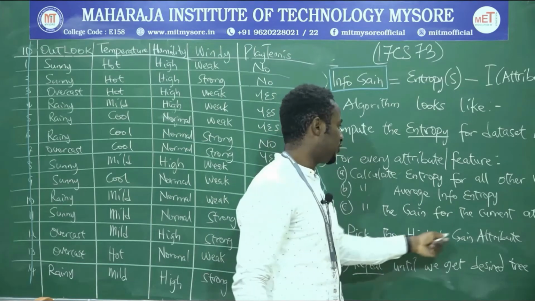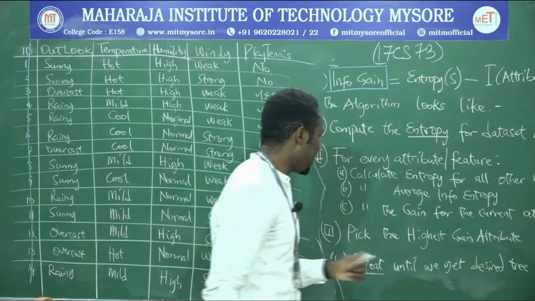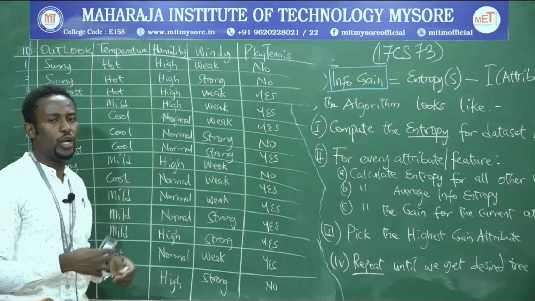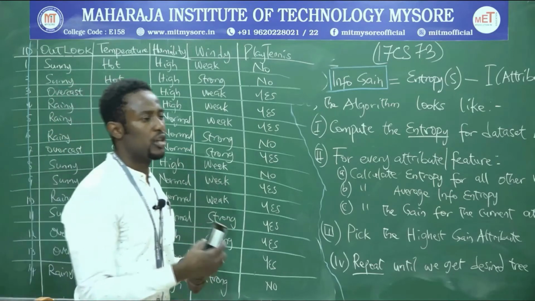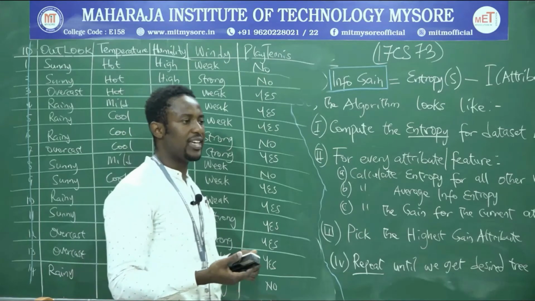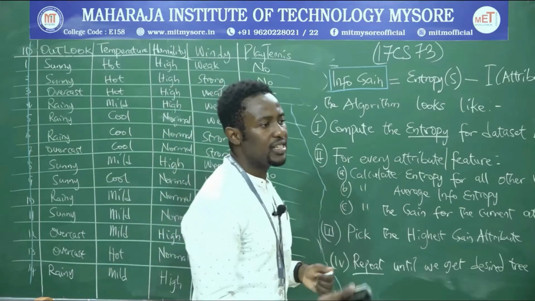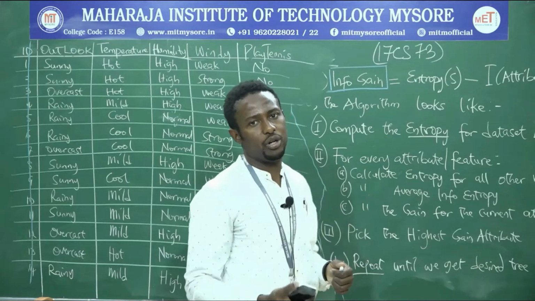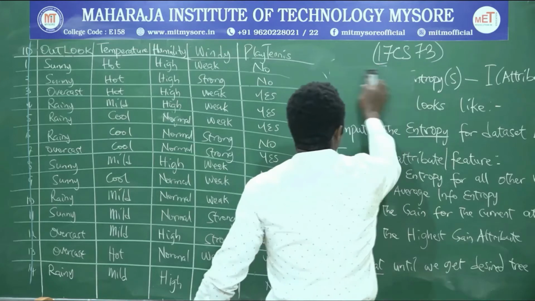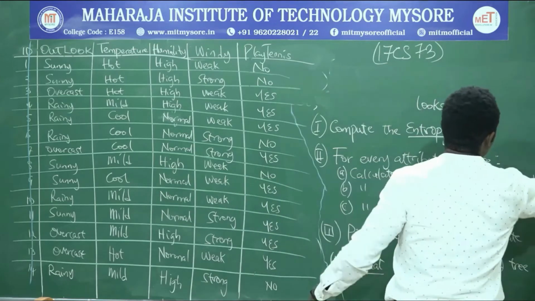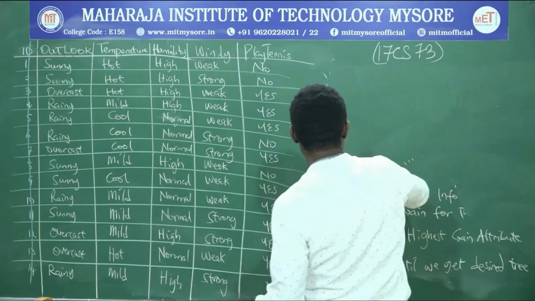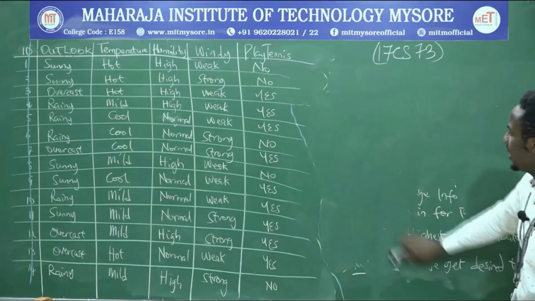We calculate the gain for the current attribute, and we pick the highest gain attribute. Since it is iterative, we repeat this process of dividing and checking, taking out the one with the highest information gain, until we arrive at a pure leaf. So I'm going to wipe this now, and enough of talking, let's get started. First thing we have to do is consider how many positive examples there are.